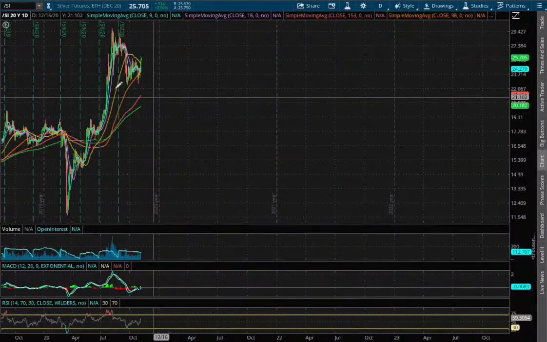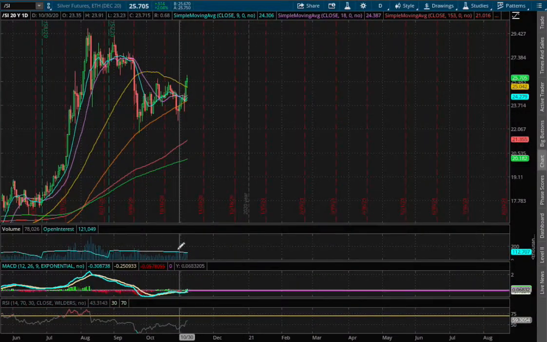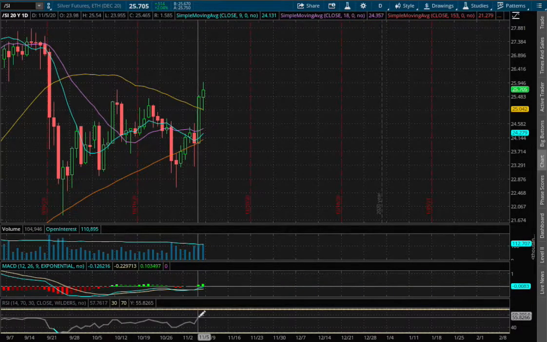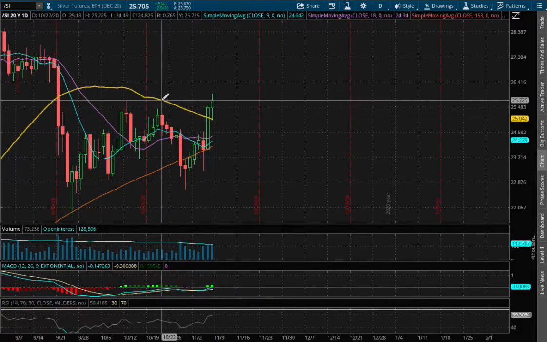As we extend out onto the daily chart, we remain in negative MACD and we're about to approach positive territory, and we're nearing overbought levels with the RSI. We have broken above the 50-day moving average, this yellow line, which will act as our temporary support.